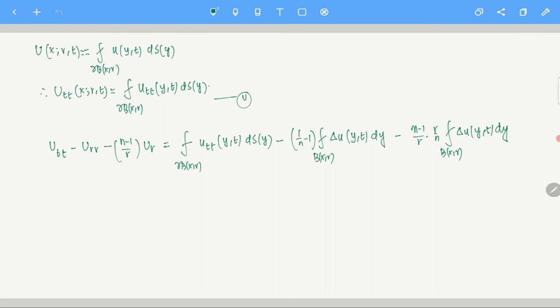If you calculate this, this r and this r are gone, right? So I am left with something like this: the integral over the boundary of B(x, r) of u_tt(y, t) dS_y, minus, so see, this term and this term are getting cancelled, right? This and this term are getting cancelled.